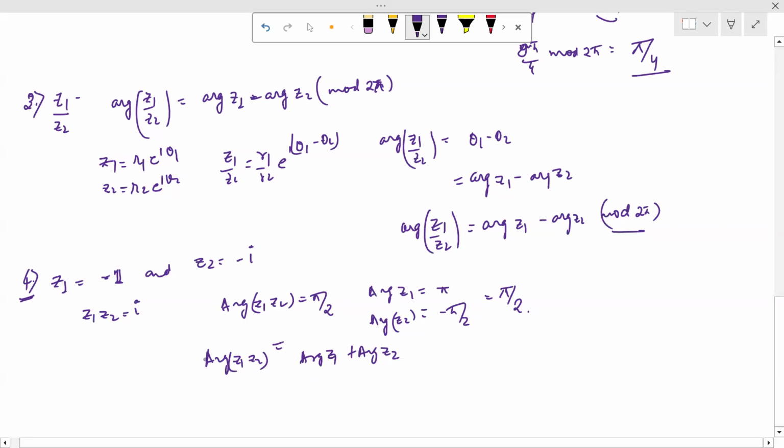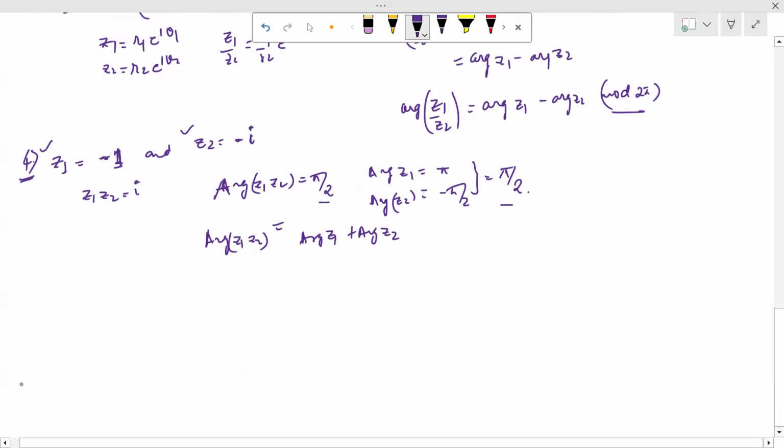Let me take another example. So this is fine. Here you can clearly see that there is no such discrepancy. Excuse me for the mistake. This was -1 and this is minus iota. So both when multiplied would give you iota. Principal argument of Z1 Z2 would be the principal argument of iota, which is certainly equal to pi by 2. Argument of -1 is pi. Argument of Z2, which is minus iota, is minus pi by 2. So overall, if you add both of them, you'll get pi by 2. So this is verified.